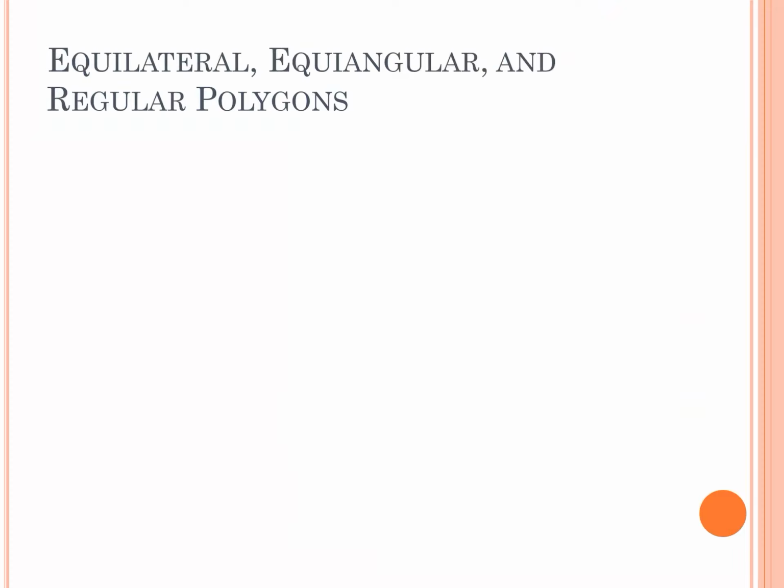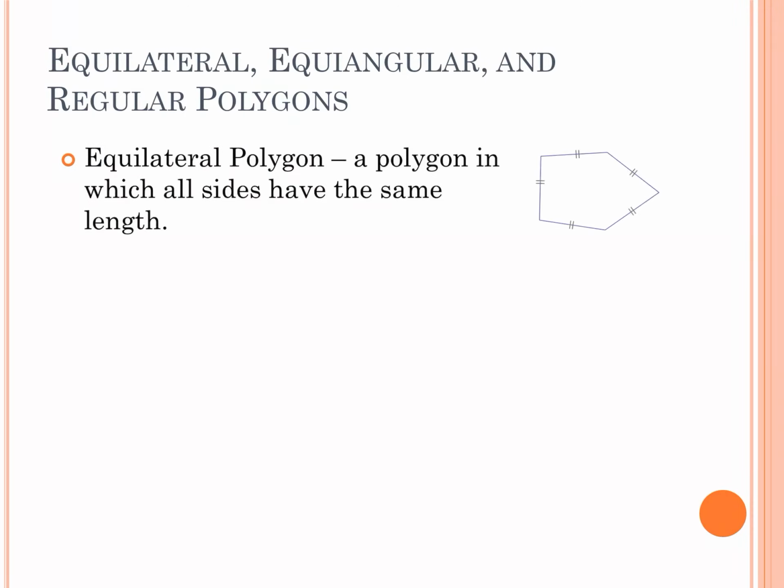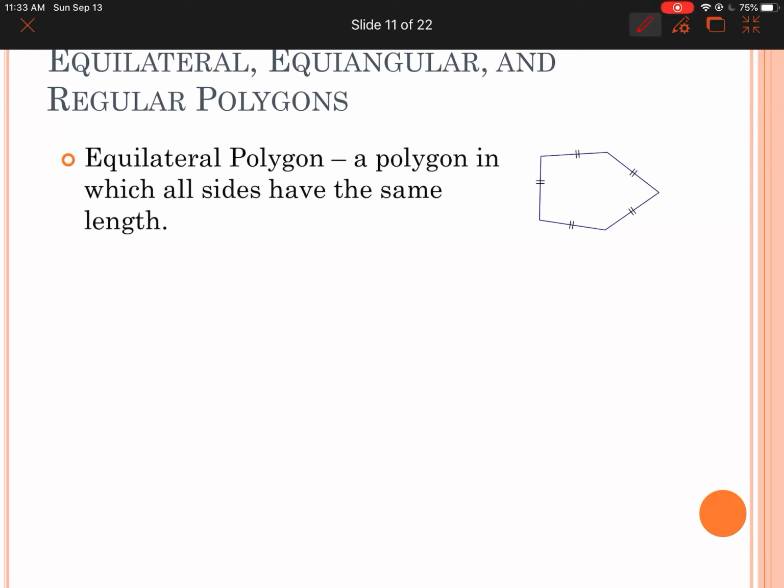3 terms relating to polygons on top of convex and concave. So equilateral, equiangular, and regular polygons. So equilateral, lateral meaning side, so equal sides. A polygon in which all sides have the same length, and remember we can mark segments congruent with the same tick marks. And so in this case we have an equilateral polygon, pentagon in fact, because there's 5 sides.